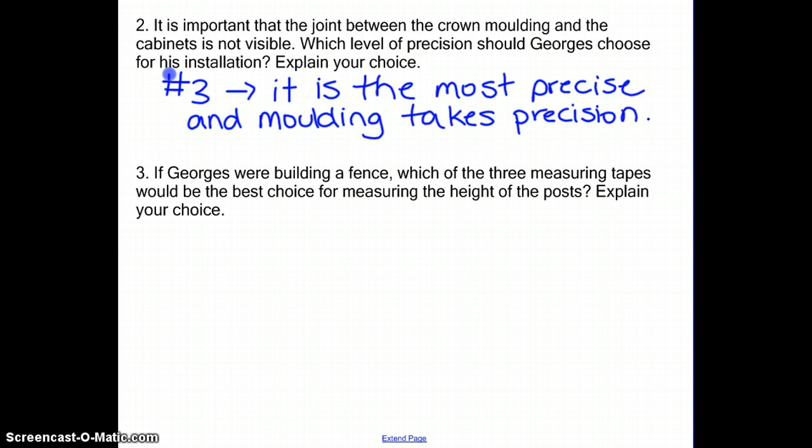Okay, how about if you're doing fence posts? Which ruler would you use? The bigger one. Why? Because it doesn't really matter as much with fence posts, it's more just visual appeal. Okay, you want them about the same length, but if a fence post was a centimeter off, you would never notice. Okay, so because fence posts don't need to be as precise.